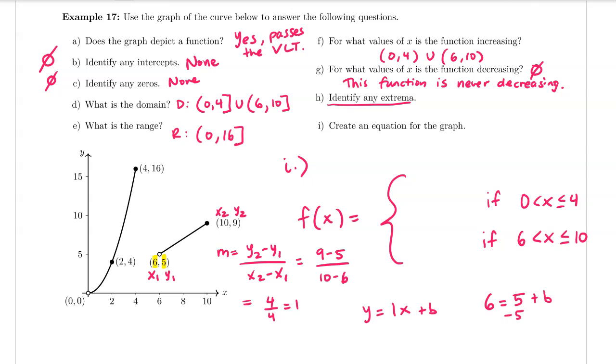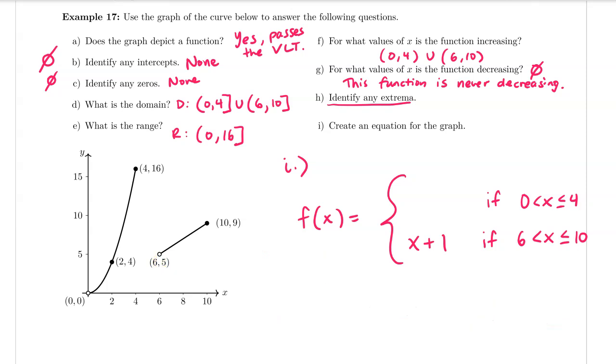If I'm solving for b, then I'm going to subtract 5 from both sides, and I end up getting b is equal to 1. So that means that we have y is equal to x plus 1. So I'm going to go ahead and place x plus 1 here in my bottom row of my piecewise function. Now all I need to do is figure out what the other formula is.